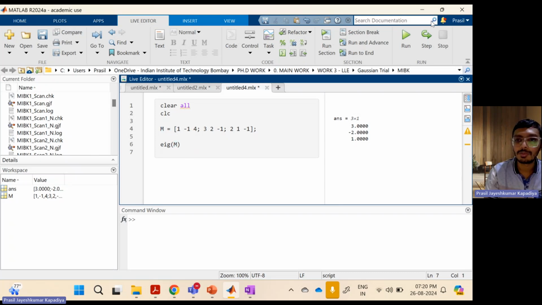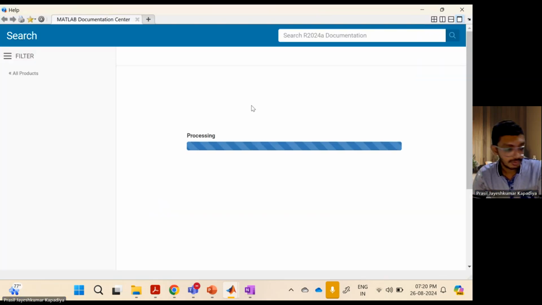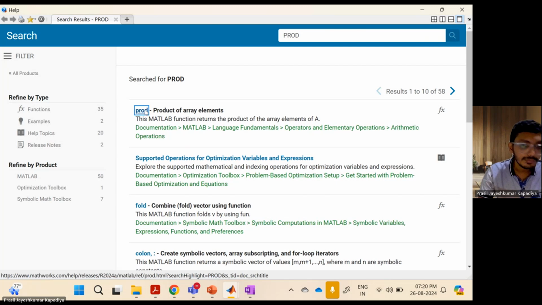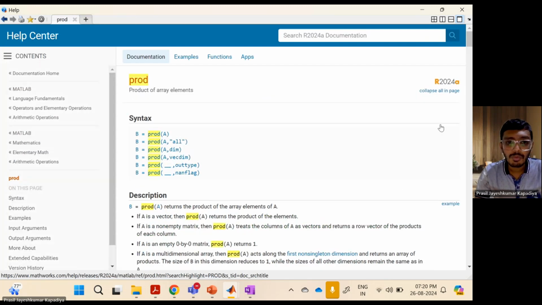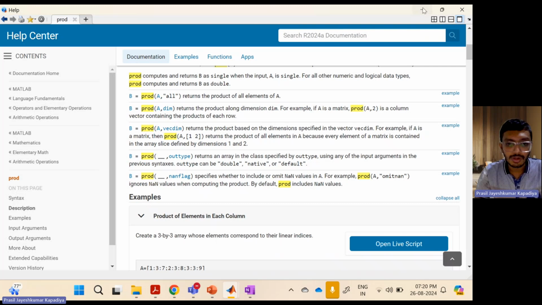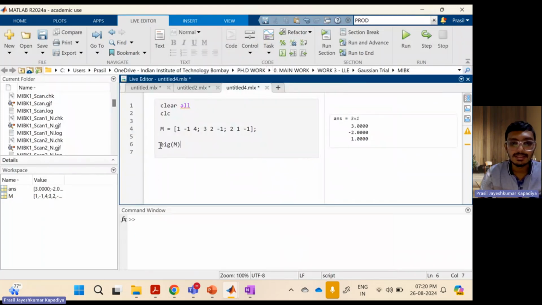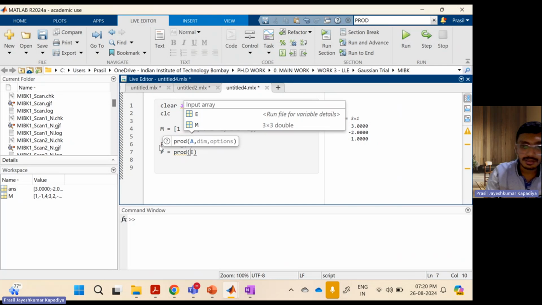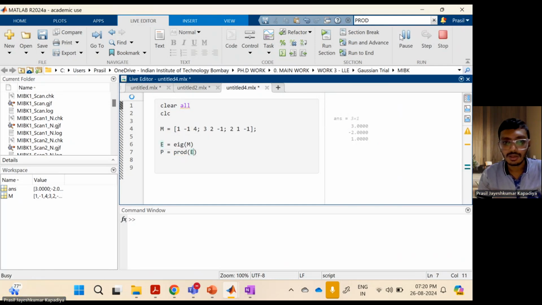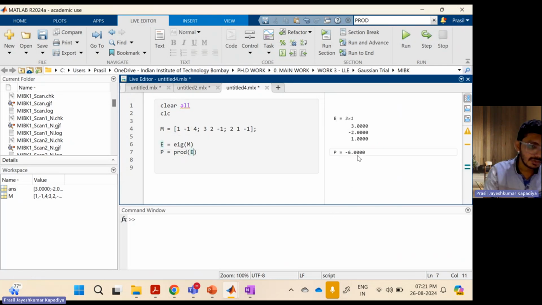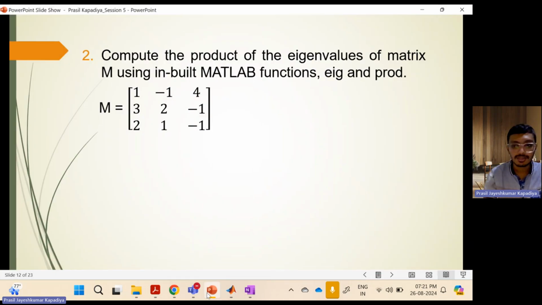Let's search for prod. It will just give you the product of A. I want the product of this eig output. Let's say I'm defining this as E. I want P equal to prod of this E matrix. So I'll get the answer as minus 6. Our answer will be minus 6.